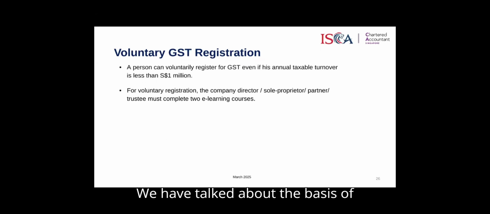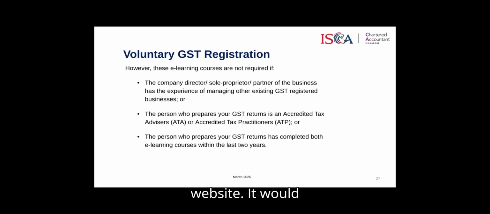We have talked about the basis of GST registration, when it is compulsory. Under the Singapore GST rules, there are also situations where a company can voluntarily do its GST registration. This can happen even if the taxable supply is projected to be 1 million Singapore dollars or less in the next 12 months and also the past 12 months. However, there are some conditions that one has to satisfy in order to do voluntary GST registration. For voluntary GST registration, the company director, the sole proprietor, the partner, or trustee must complete 2 GST e-learning courses available on the IRAS website.